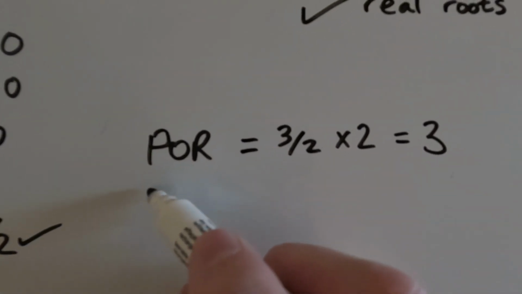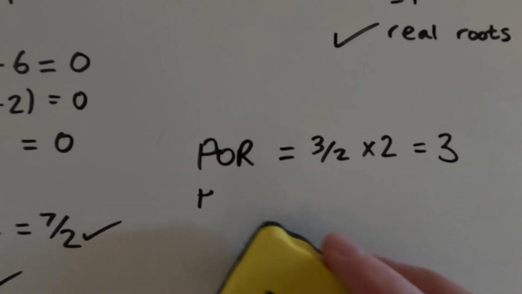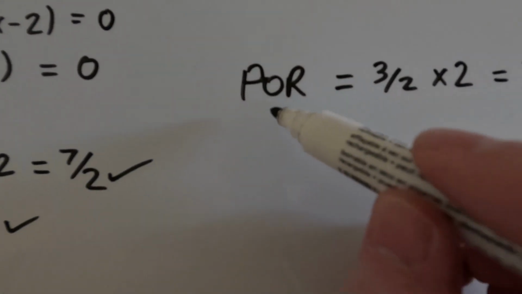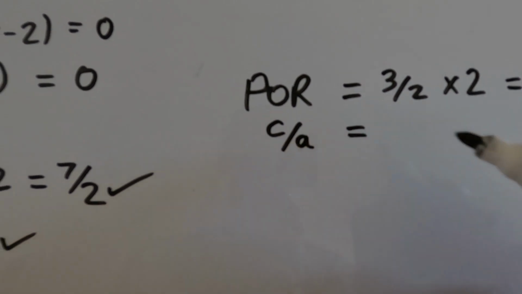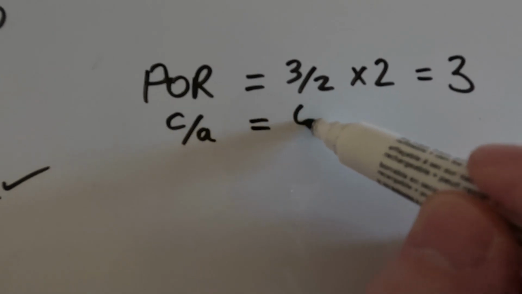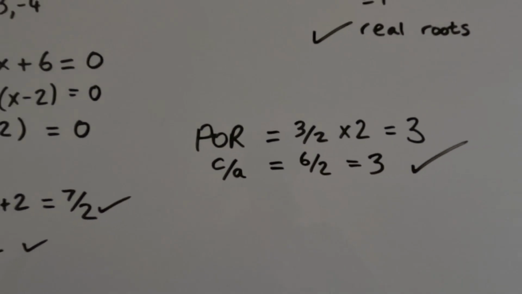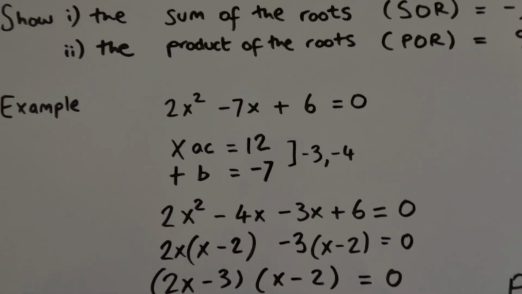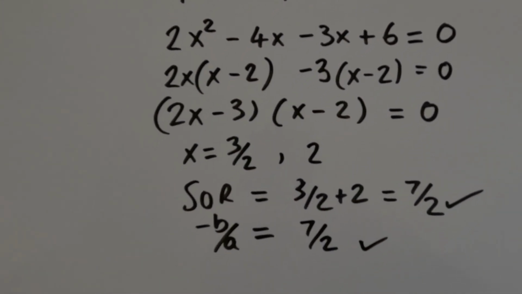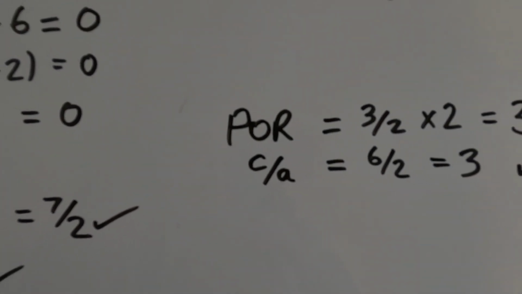And we want the product of the roots to be equal to c over a. Okay, so c over a equals, well, what's c? C is 6, a is 2, so that's 3. So that works as well. So I've just chosen a random example and I have proved that the sum of the roots is equal to minus b over a, product of the roots is equal to c over a.